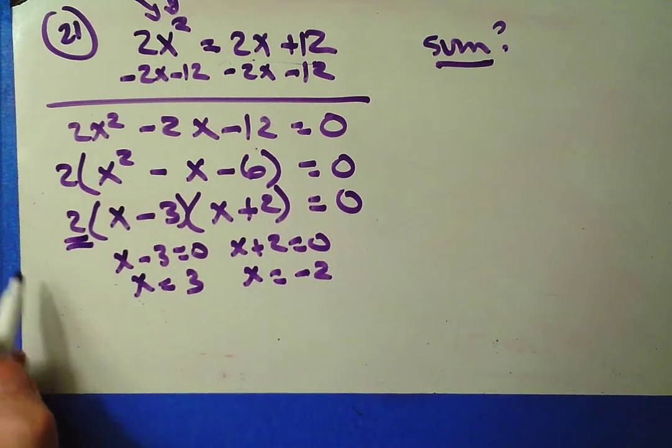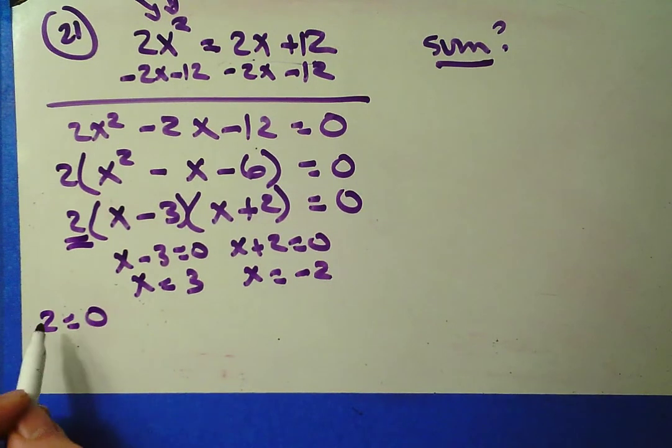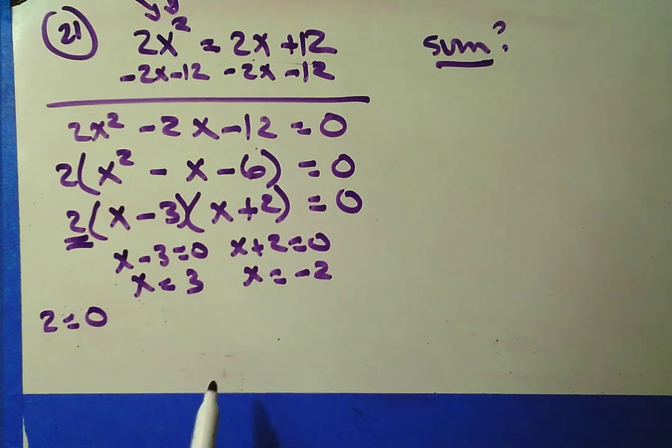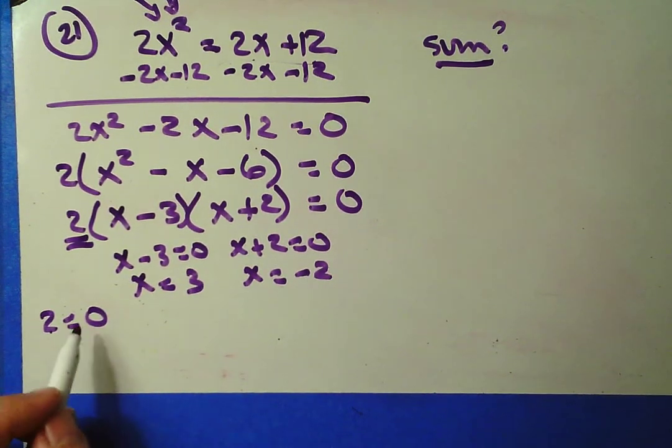And a lot of students ask about this. Well, if I set this factor equal to 0 the way I set the other factors equal to 0, do I get a solution? Does 2 ever equal 0?